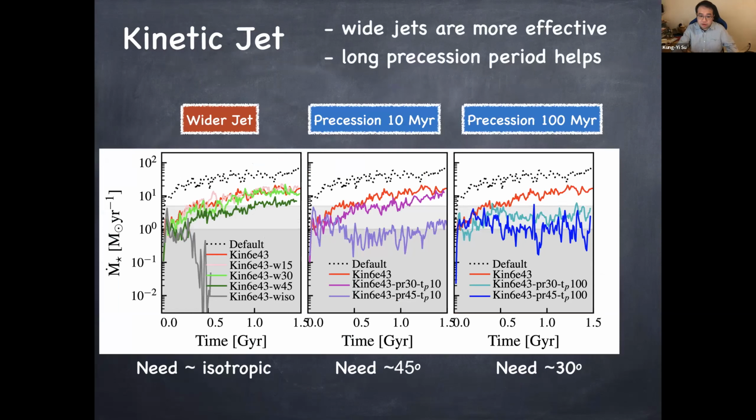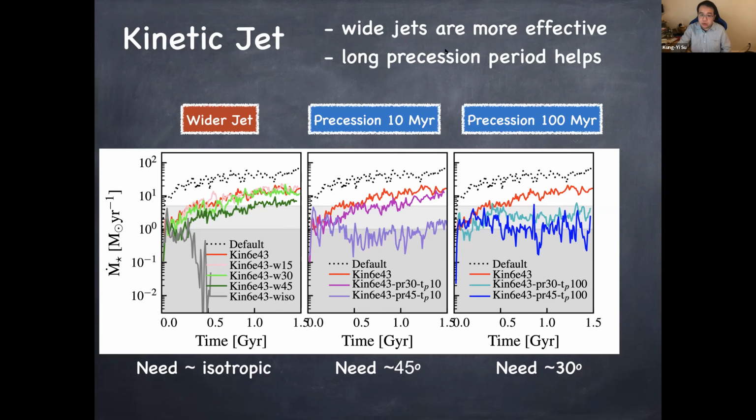On the other hand, if you find a way to make the jet cocoon much wider, you could potentially have a larger effect. So this is an example where we made the jet initially have a wider jet cocoon, or we keep the jet narrow but precess it with a 10 million year or 100 million year period. In all of the cases, from top to bottom, it's more or less an increase of either the opening angle of the jet or the precessing angle of the jet. You can see that with the same energy flux, the wider either the opening angle or the precessing angle is, the more effectively it suppresses the star formation, as you can see here. So you will quench the galaxy.